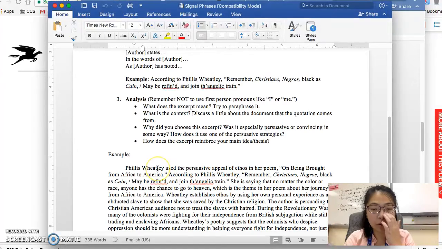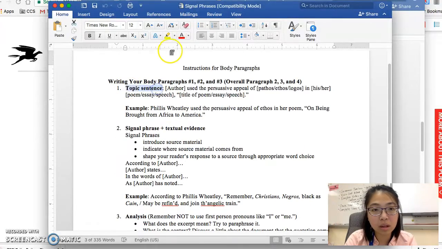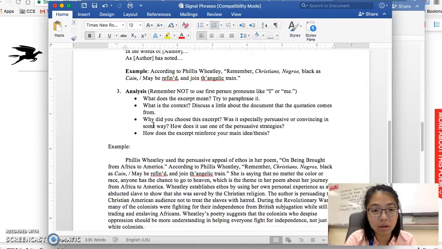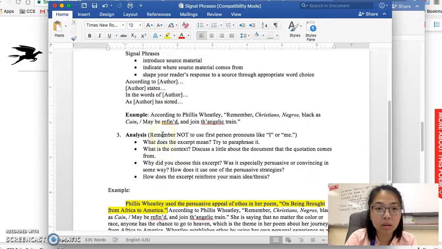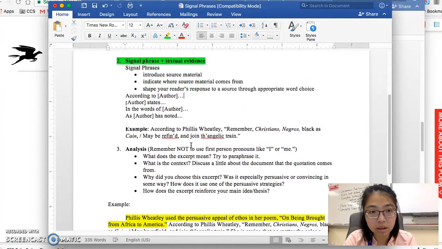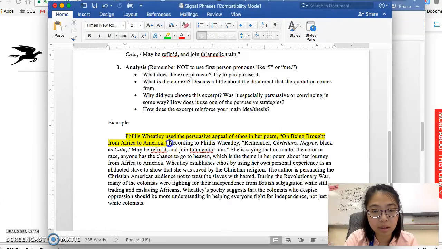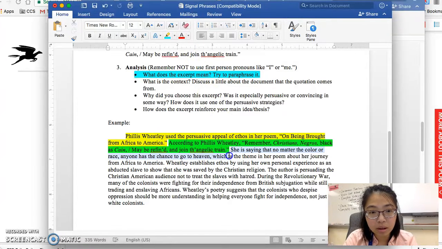All right, so I'm just going to color code this so that you can see it very clearly. So your topic sentence is going to be yellow. My topic sentence is the first sentence here. It's going to be yellow. My signal phrase and text evidence is going to be in green. And I've got it as the next sentence here. And then paraphrasing it, got it in blue. You'll see that I've got it here.